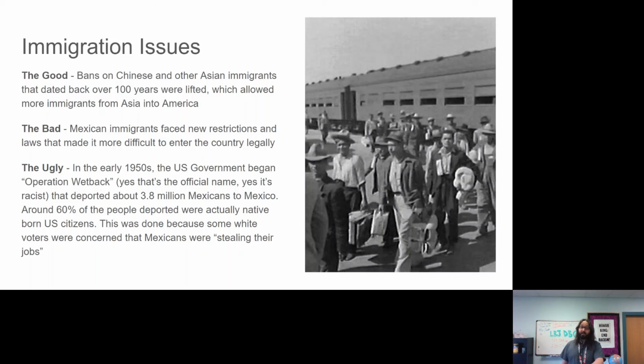I don't know. But again, both times, about 60%, 70% of the people that we deported back to Mexico were actually U.S. citizens. And this was done because some white voters were concerned that Mexicans were stealing their jobs, which was the exact concern during the Great Depression.